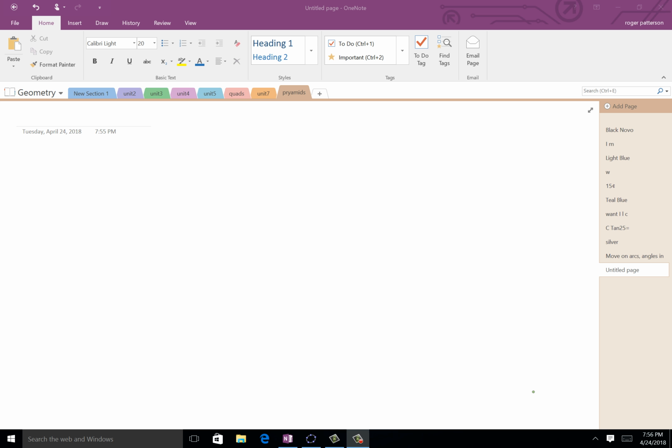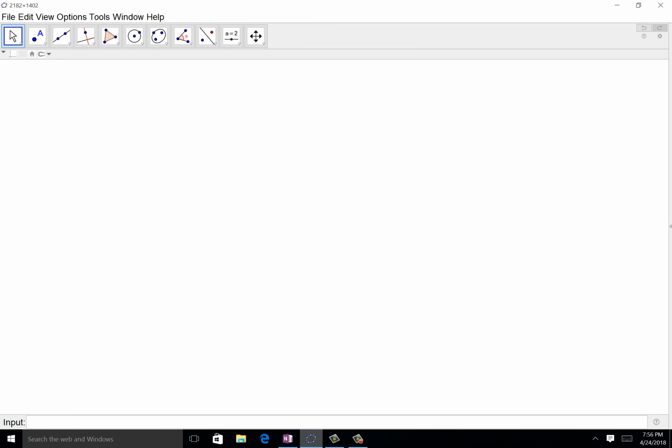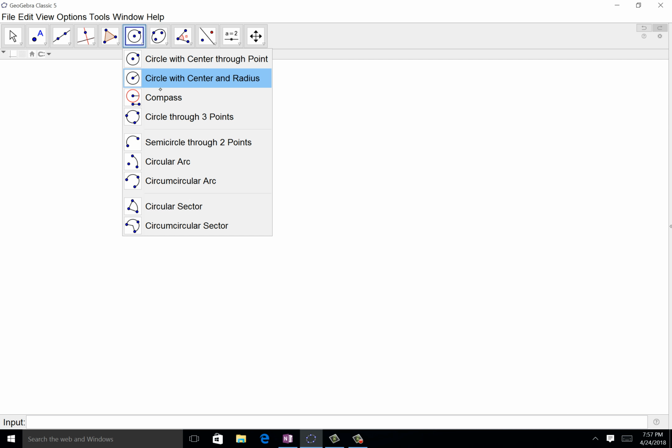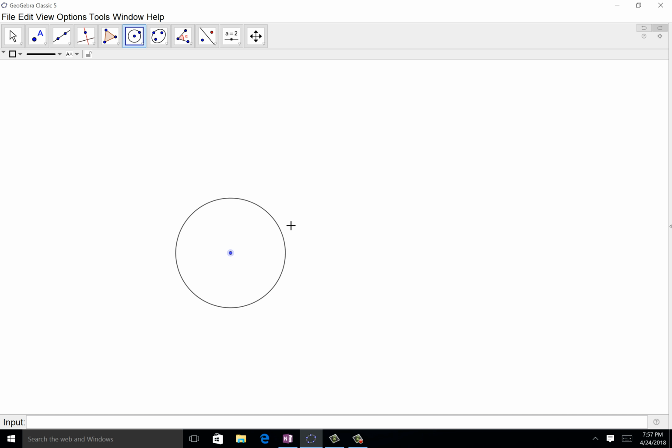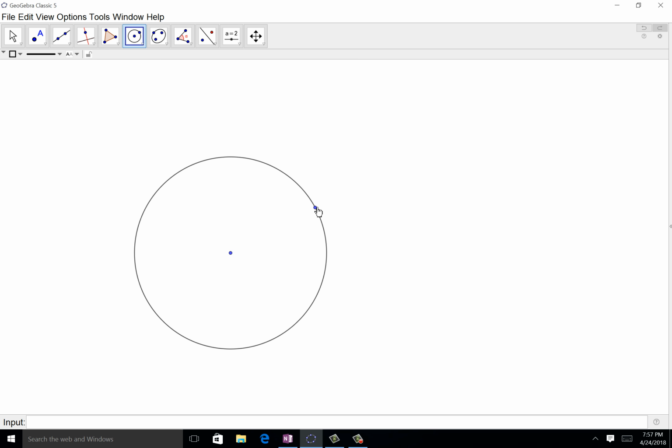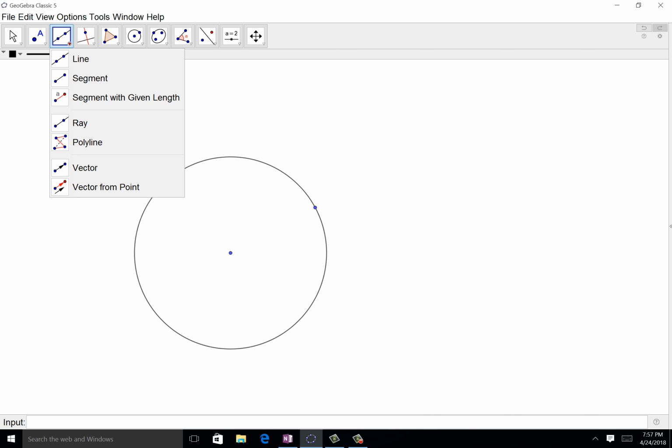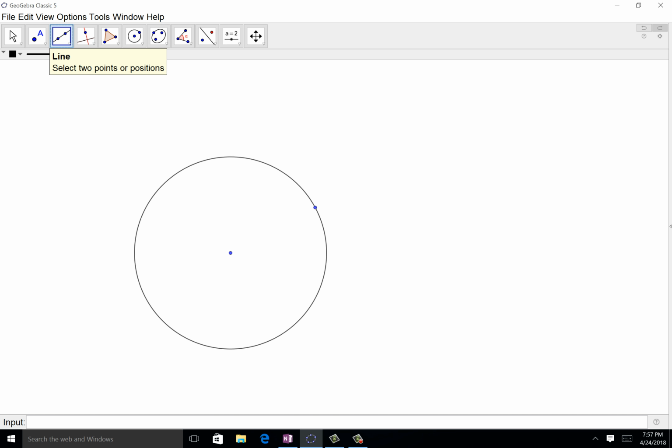All right, so we should be in GeoGebra right now. We're going to create a circle like we did yesterday, using circle with center through a point. There's my circle. And remember yesterday we drew a secant, and that was a line. The chords that we have been looking at were segments with endpoints on the circle, but a secant is a line. So I'm going to draw a line.